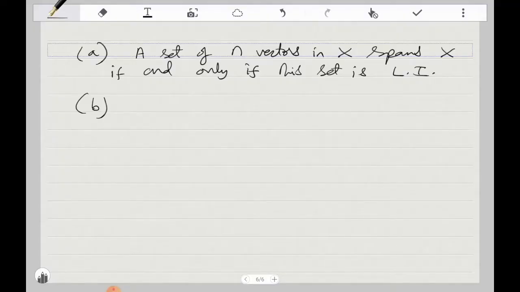Part B is the fact that every basis has the same number of elements. If B is a basis, then B has n elements.